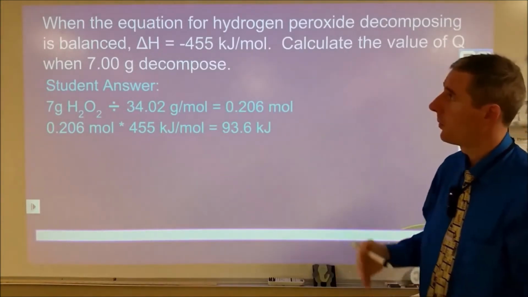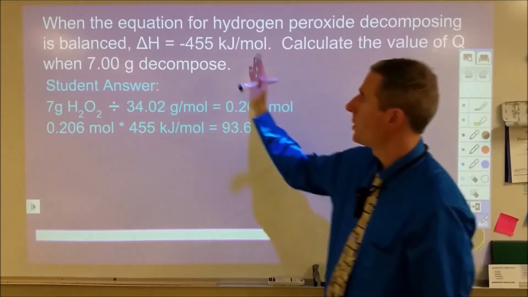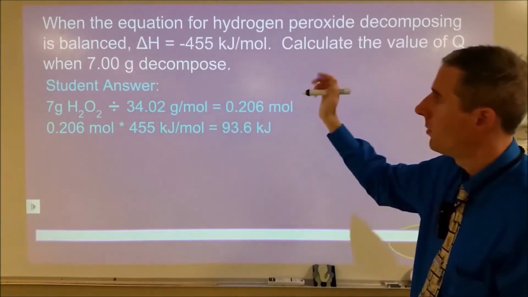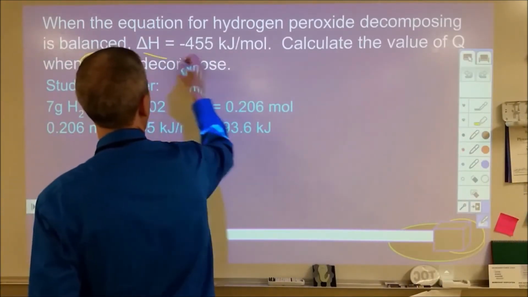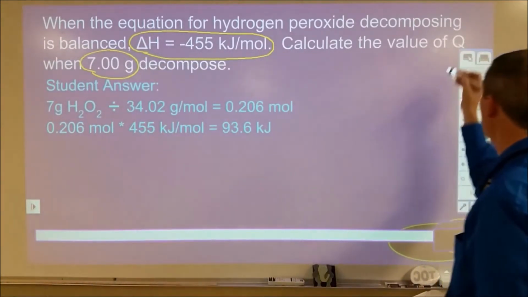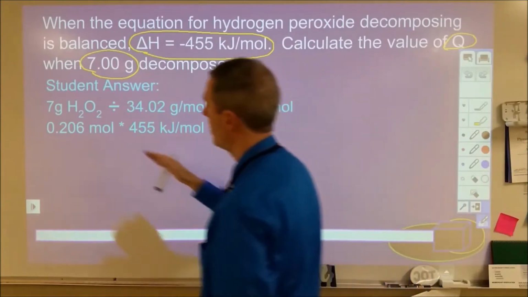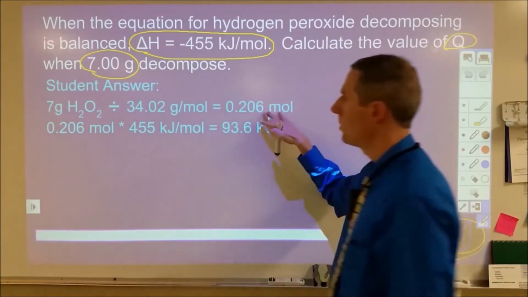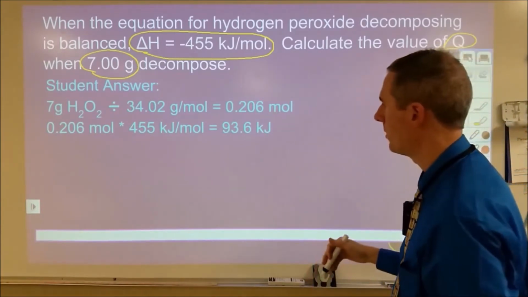Here we have a thermochemistry problem. We're looking at an enthalpy, and we're looking at a situation for hydrogen peroxide decomposing. We have 7 grams of peroxide decomposing. We're given an enthalpy amount. And then from that, the question is, calculate the amount of heat exchange with the surroundings. Student answer goes through, converts 7 grams into moles, multiplies that by the enthalpy, comes up with 93.6 kilojoules.